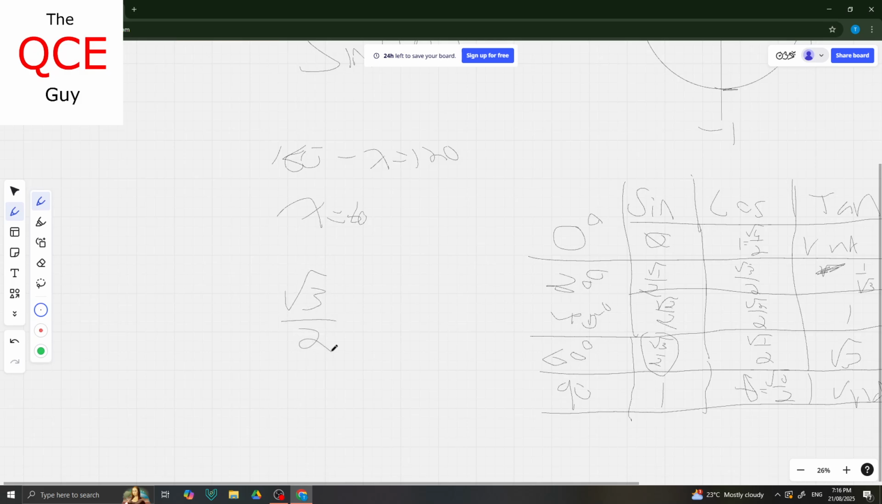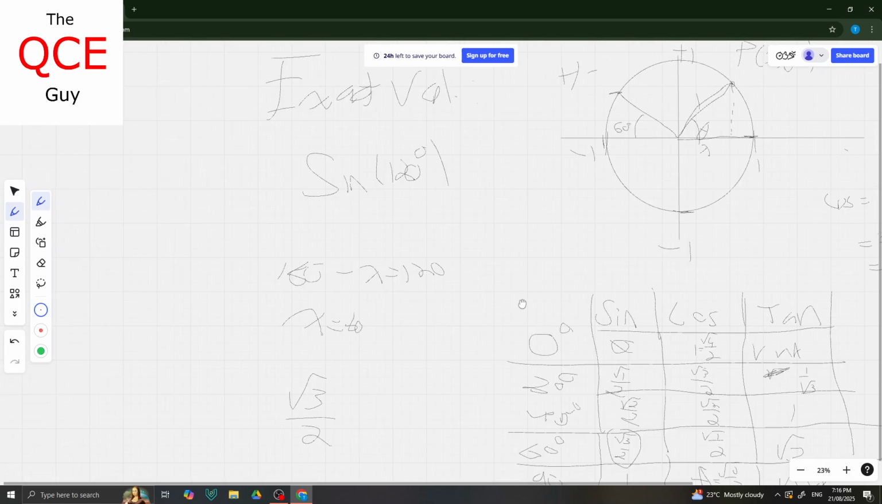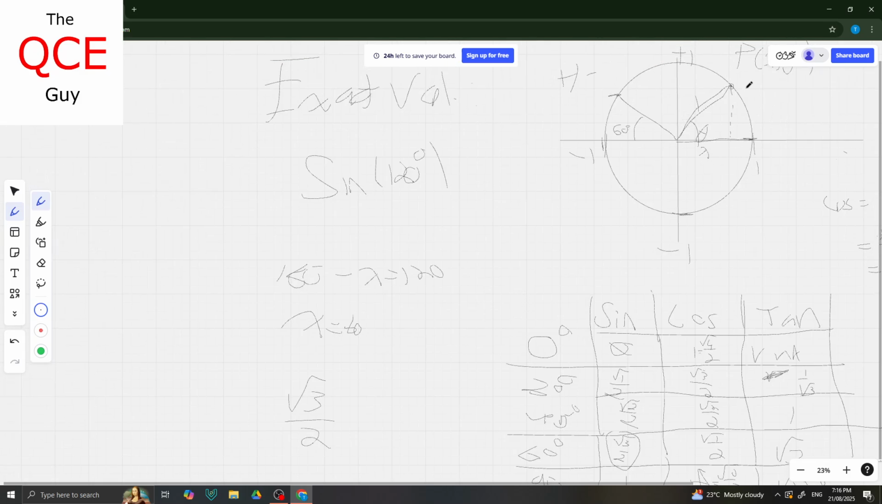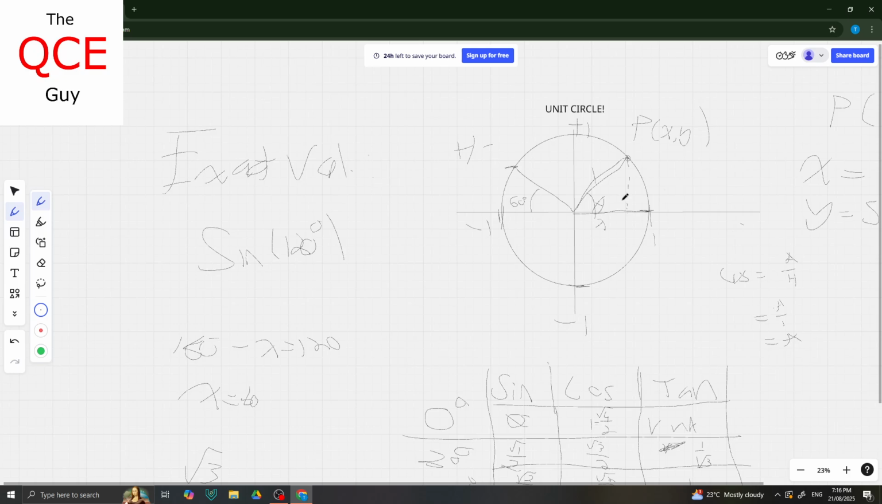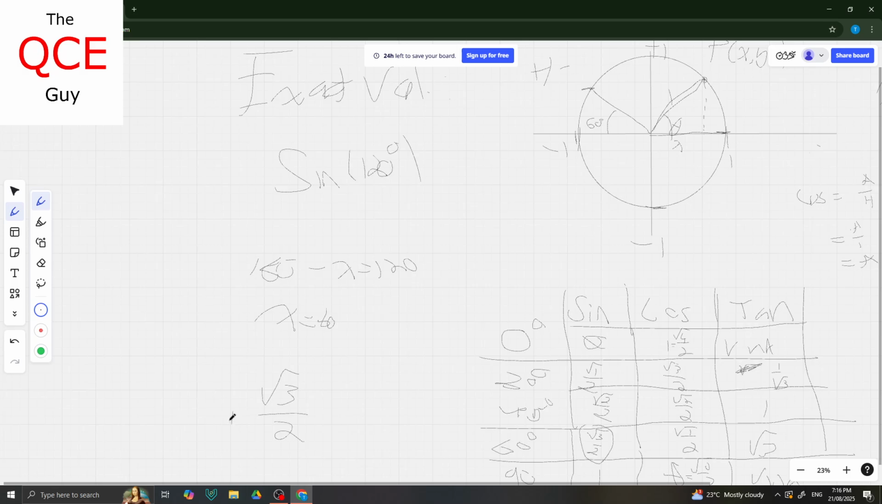And to get our final answer for 120, look at it. Sine is reliant on the y axis, like how high it sits up. And see how 120 degrees is sitting up on the unit circle? It's going to be positive. If the value was below, it would be negative. However, because sine 120 is up here, it's still positive, so we're going to go positive.